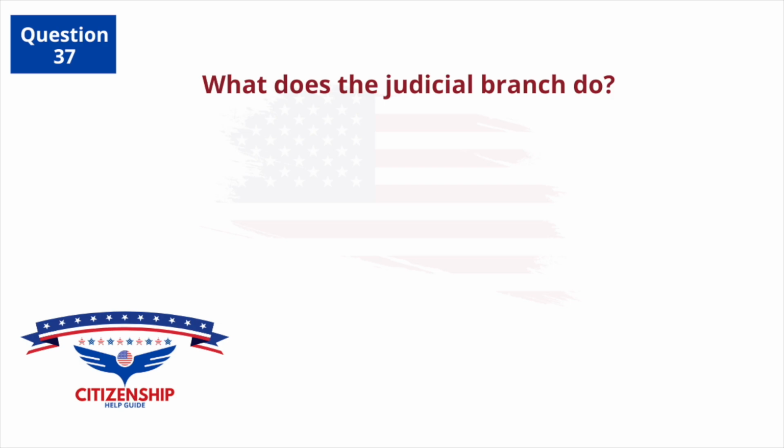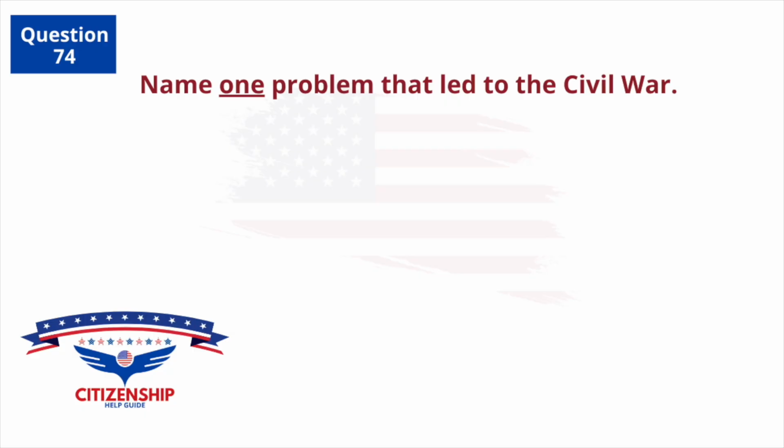What does the judicial branch do? Reviews laws. Name one problem that led to the Civil War. Slavery.